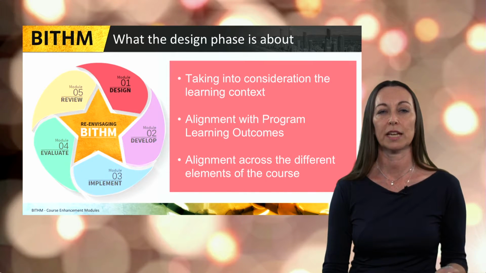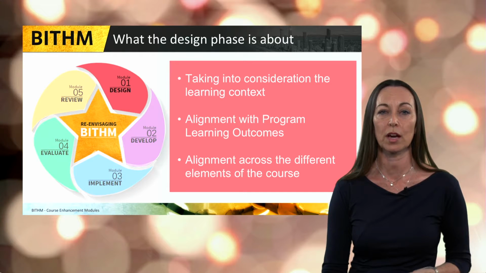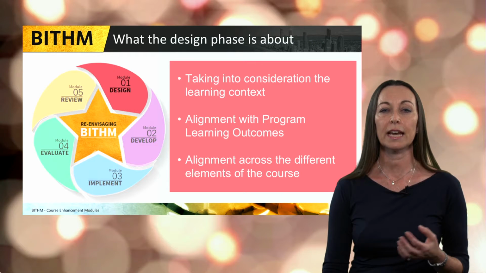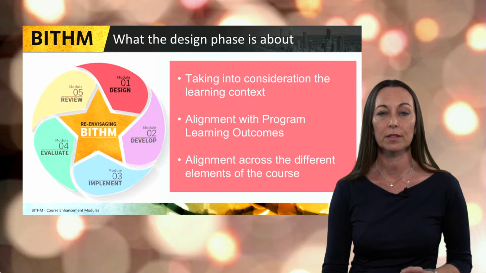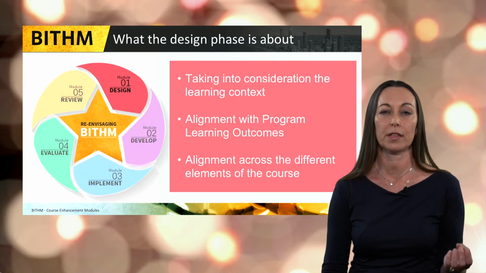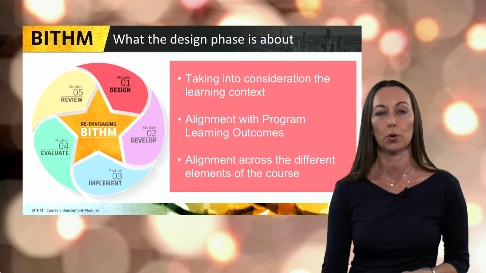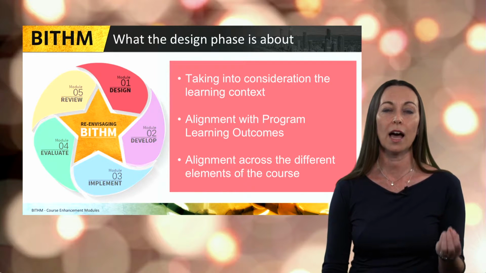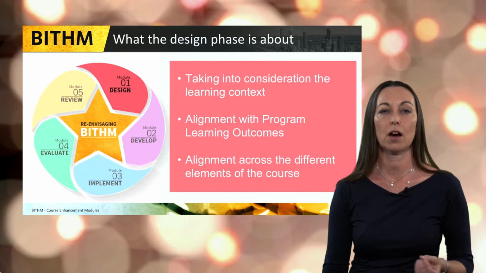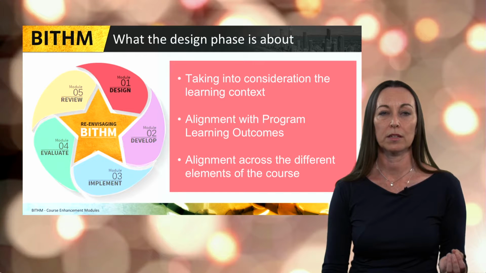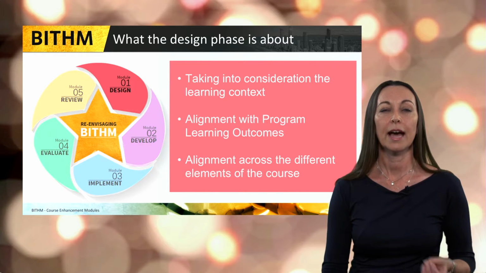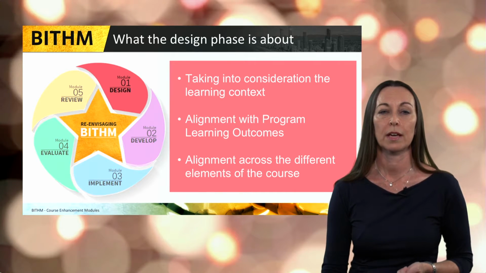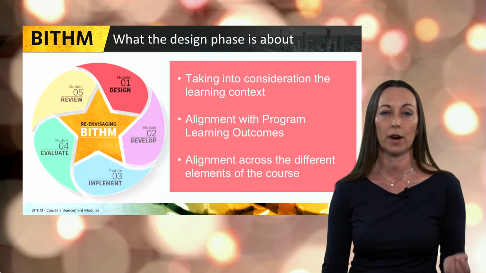So if we go back to looking at the design part of this course enhancement cycle, we're really looking at taking into consideration the learning context, looking at how the course aligns with program learning outcomes, and then looking at how it aligns with various other elements within the actual course. And so what we're doing here is we're going to really focus on what are the core course learning outcomes, how does the assessment align to these learning outcomes, and then how do the learning experiences or learning activities align with the assessment and the course learning outcomes. And this is what we're going to now look at in greater detail.